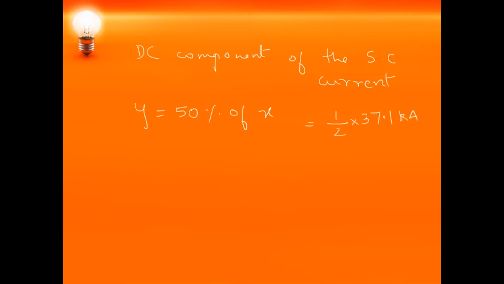Next is the DC component of the short circuit current. It is given to be 50% of the AC component. So we will take Y, which is the DC component, as 50% of X. That means half of 37.1 kiloamps, which is 18.55 kiloamps.